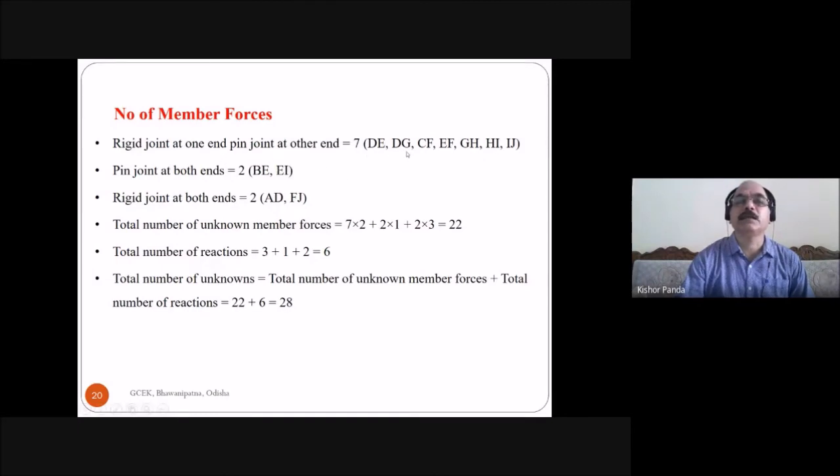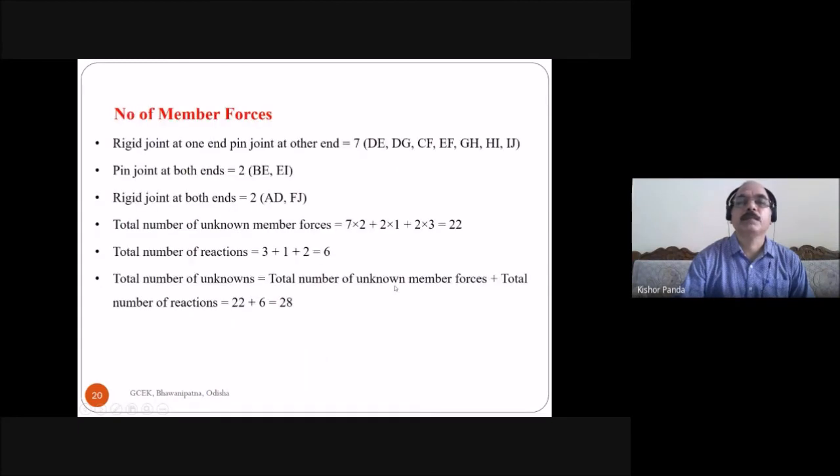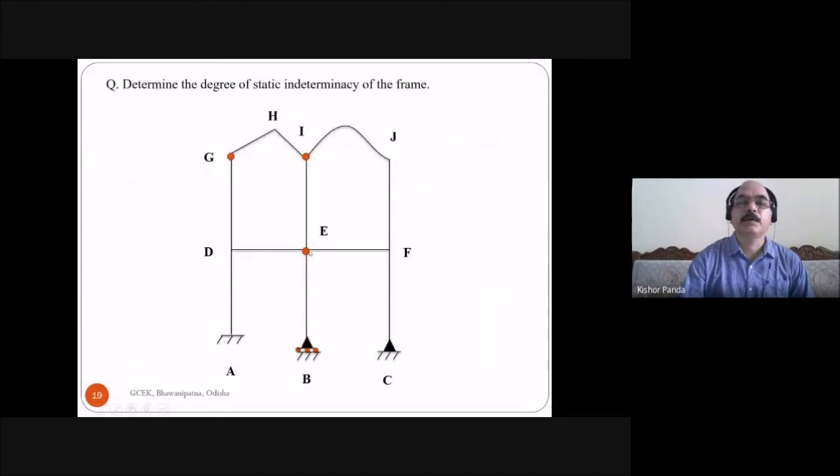7 means D, DG, CF. D, DG, CF, then EF, GH, HI, then IJ. So 7. One end is a rigid joint, the other is a pin joint. So this is your 7.